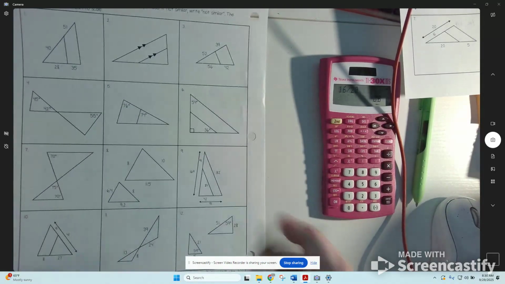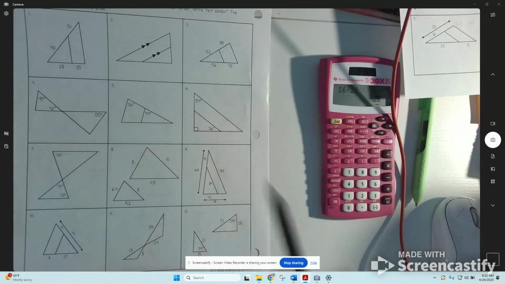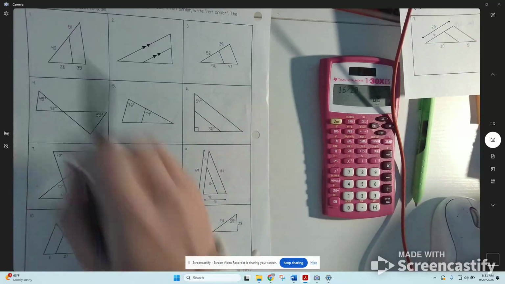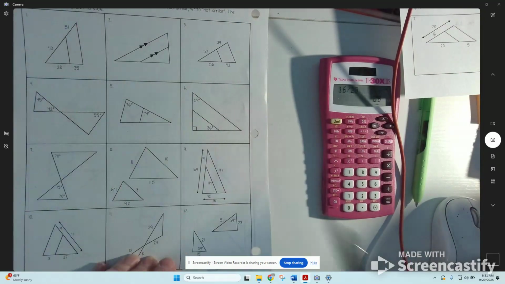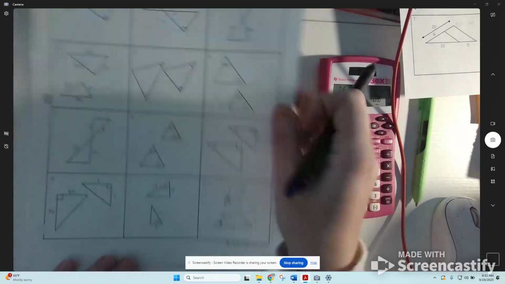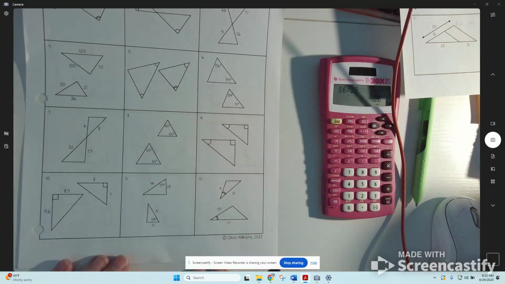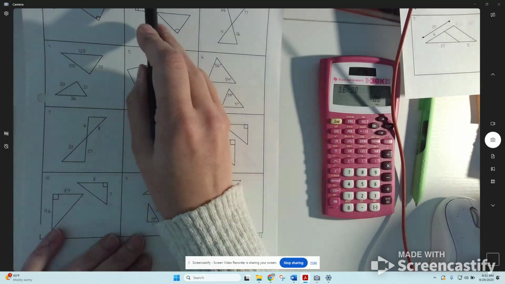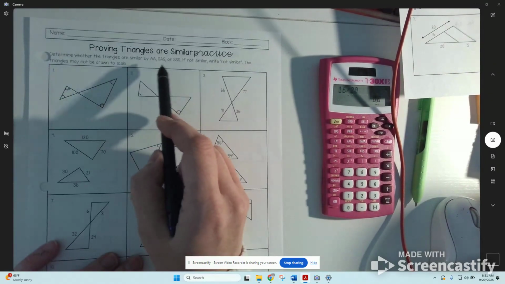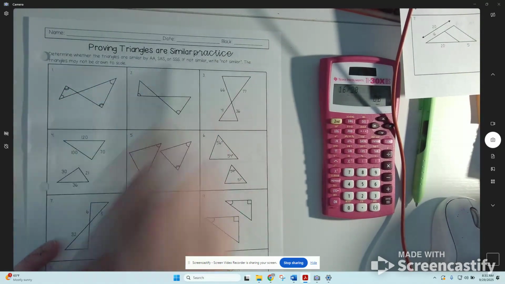So again, all you're doing on both sides is seeing if they are similar or not. Again, it says right here, triangles may not be drawn to scale. Don't be fooled by the pictures is the big thing. And again, let me know if it's a yes or no, and which of these 3: angle, angle, side angle side, or side, side, side.